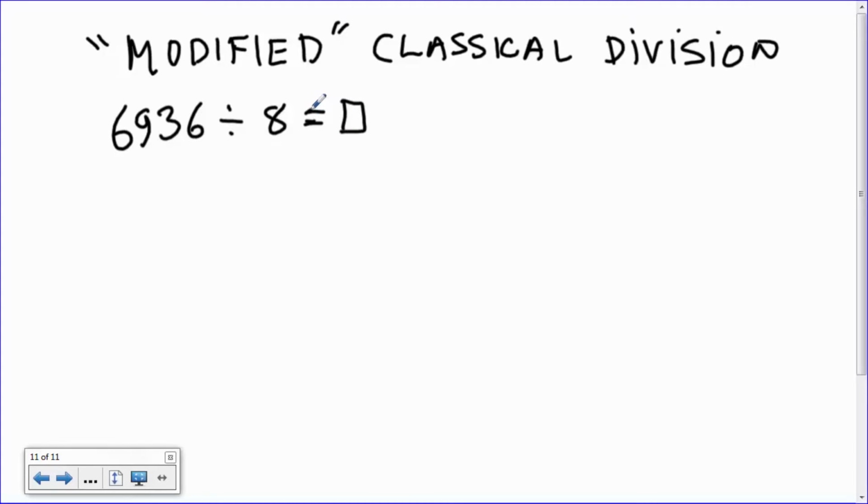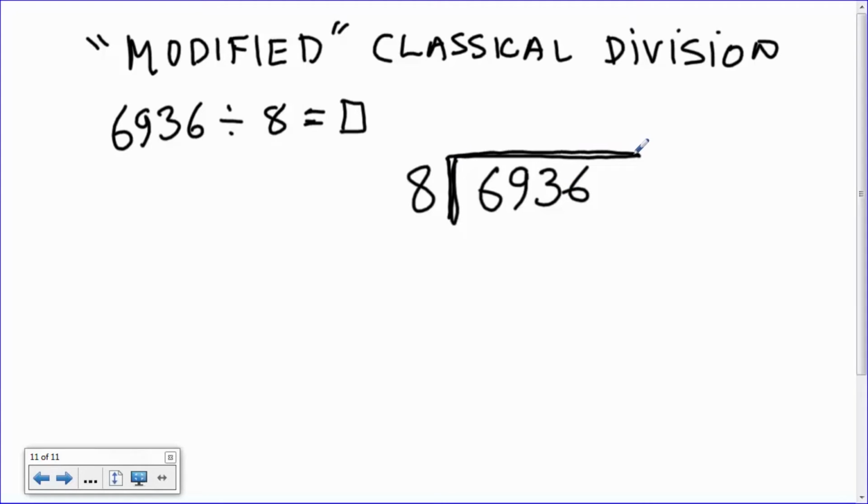And I want to find out what the quotient is in this case. Now, we've already talked about problems like this where we've divided using group or block division, repeated subtraction. But I want to look at a different strategy to find this quotient that is called modified classical division. It's very much like the group division or block division we looked at in our last video session. So again, I'm going to use the notation that you are very familiar with, where I create this little symbolism here. And I put the dividend under that, 6,936, and I put the divisor out in front.